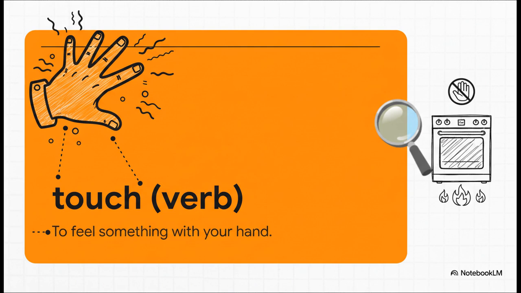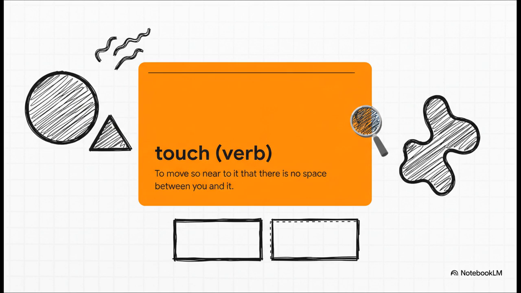It's simple, it's direct, and we all get it instantly. No confusion there. But now, check out this second definition. It's way more precise, almost scientific. It's not about the feeling of touch, it's about the physics of it, the complete absence of space between two things. It's a subtle shift, but a really fascinating one, isn't it?